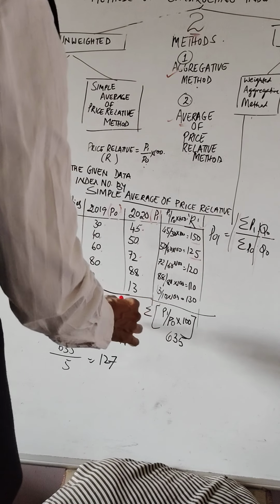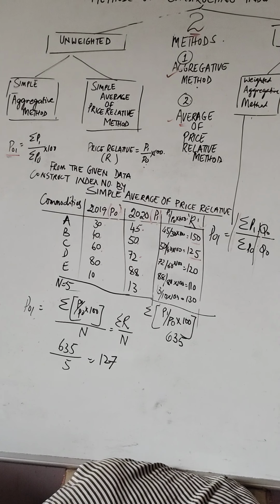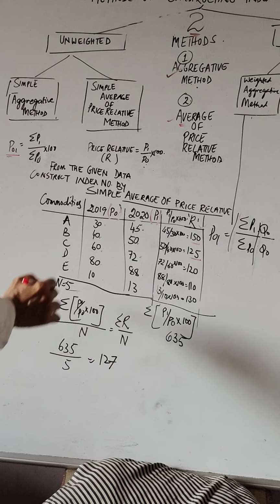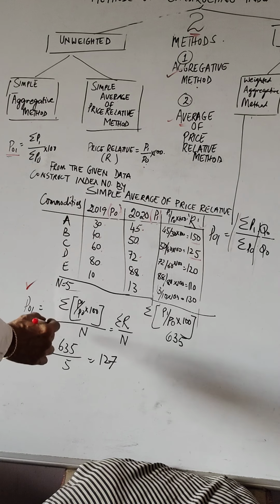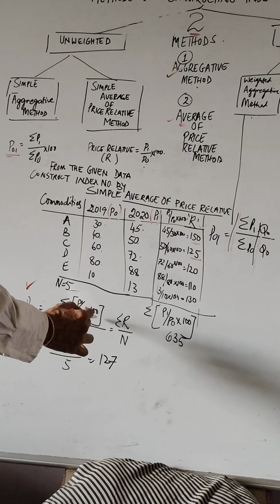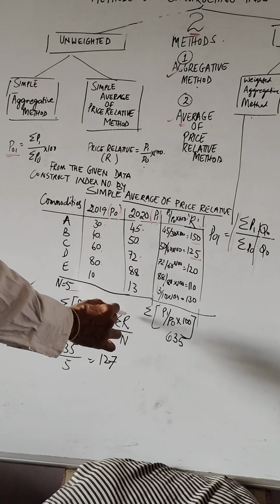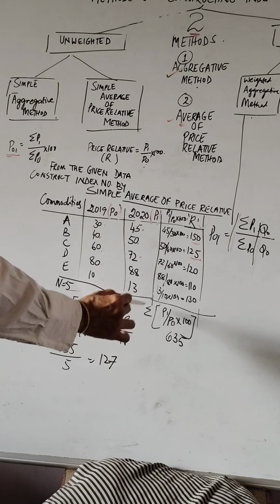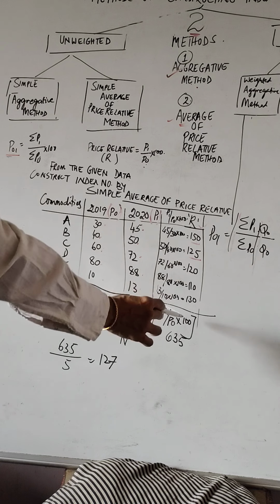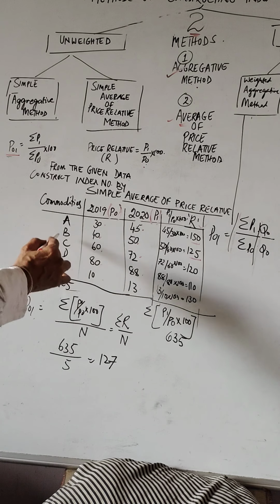Now the important thing is the formula. Okay, what is the formula? This is the formula, P01. If you're doing unweighted methods of constructing index number with the simple average of price relative method, the formula is sigma P1 by P0 into 100 upon N, or in other words, sigma R upon N. You sum up all the price relatives that you've derived, divided by N, the total number.